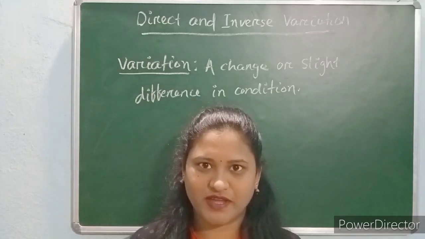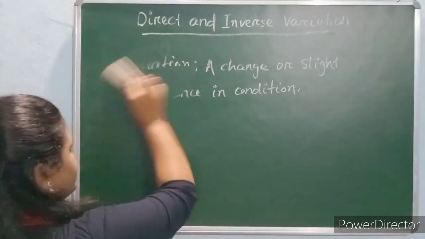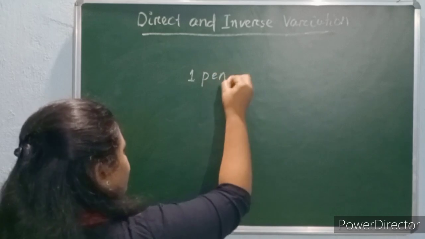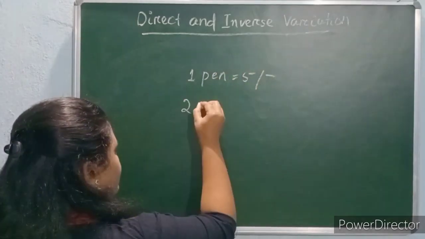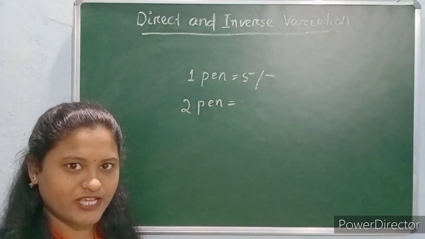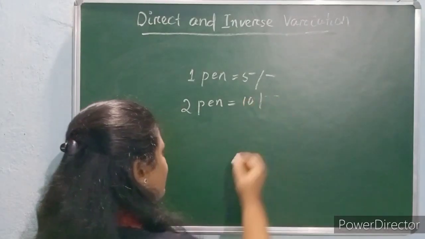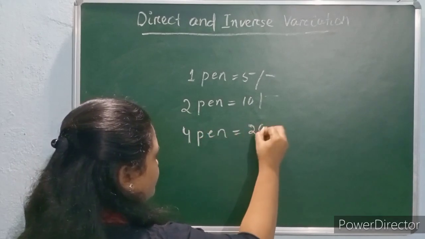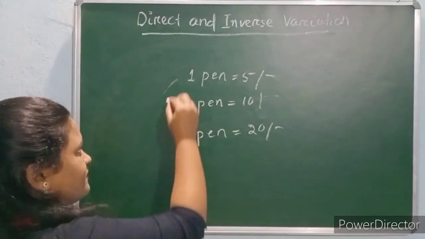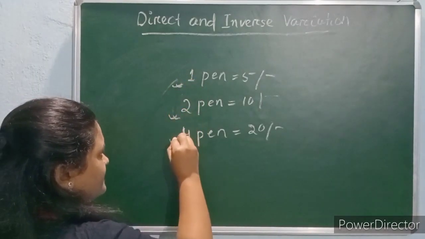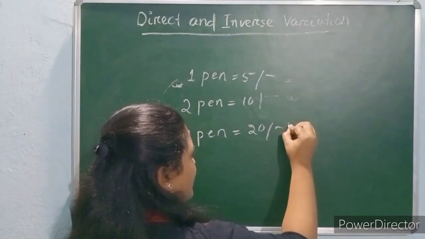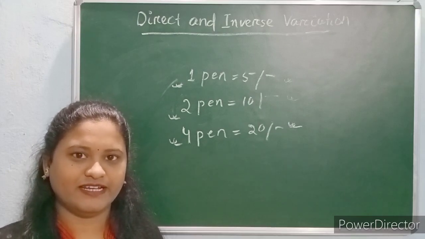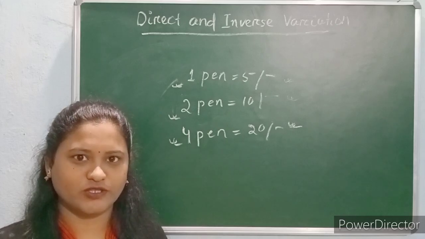Now we are taking some examples so you can easily understand what direct variation is. Suppose we have one pen and its price is 5 rupees. Then we take two pens. What will the price be? We know this is 10. Similarly, if we take 4 pens, that will be 20 rupees. You can see that if I increase the number of pens, the price of the pens also increases.